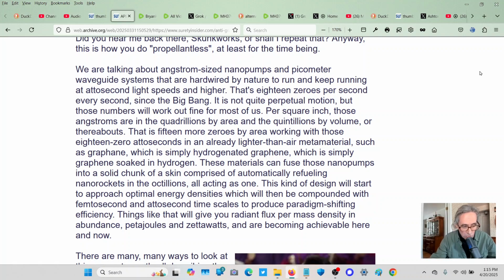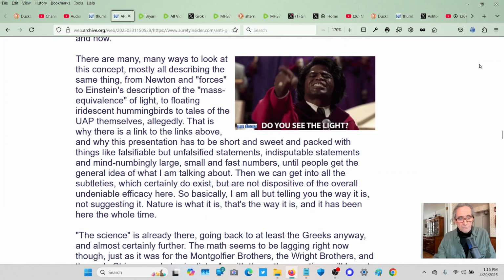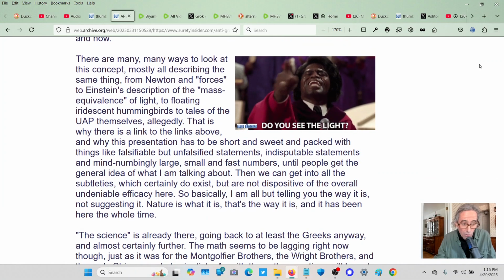This kind of design will start to approach optimal energy densities, which will then be compounded with femtosecond and attosecond time scales to produce paradigm-shifting efficiency. Things like that will give you a radiant flux per mass density in abundance, petajoules and zettawatts, and are becoming achievable here and now.